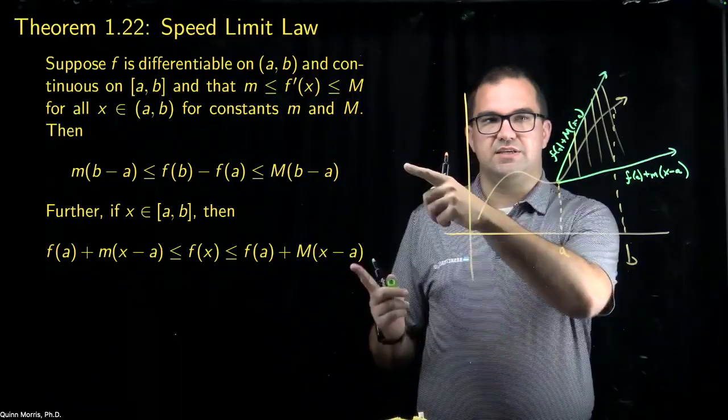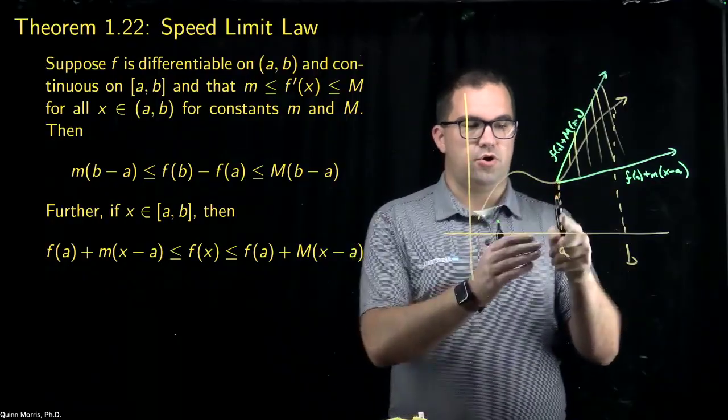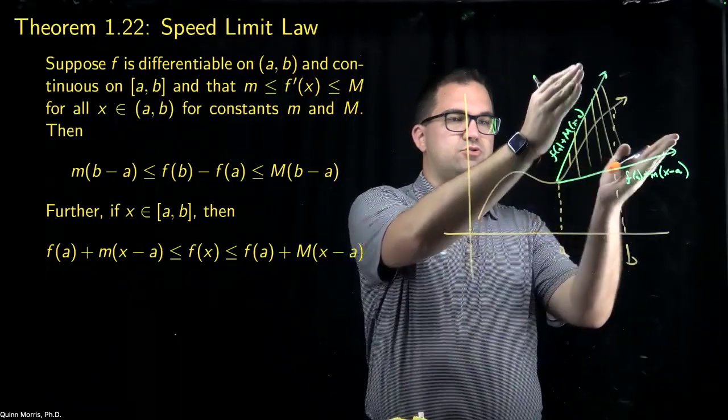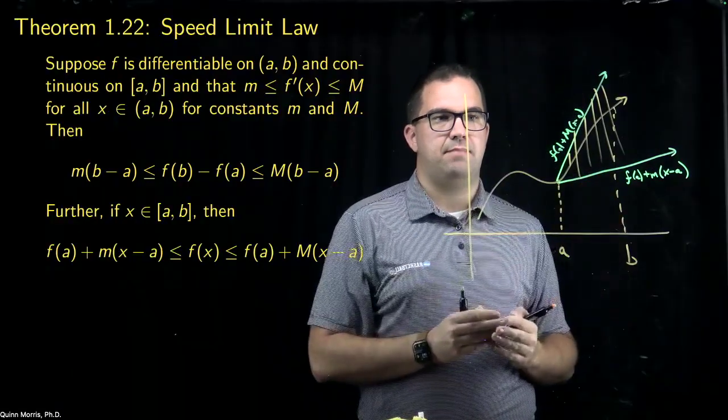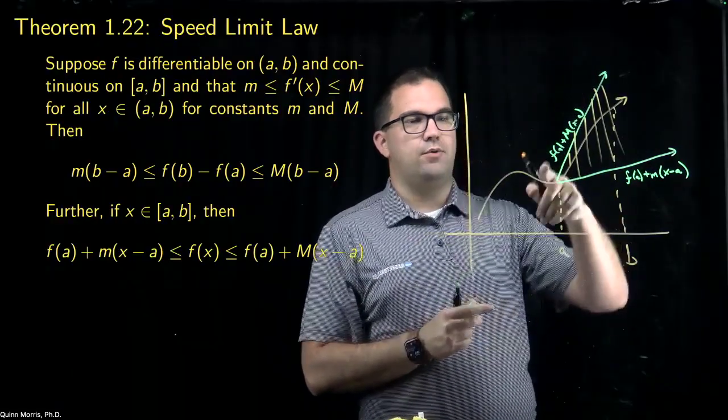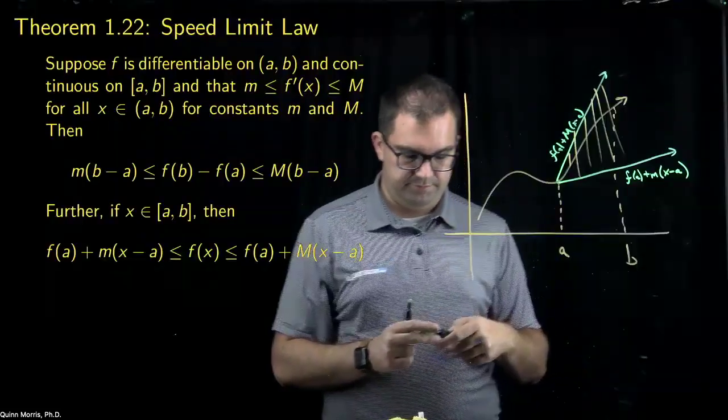So that's really what the speed limit law is saying. I can start at a point and I get this sort of cone that my function has to be bounded inside of just by knowing some bounds on the derivative.